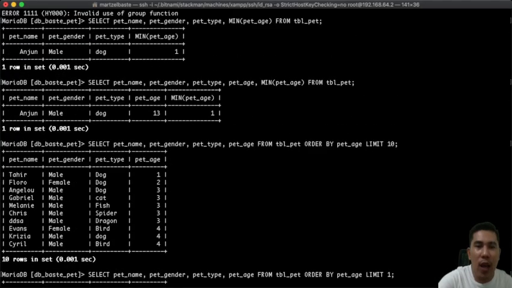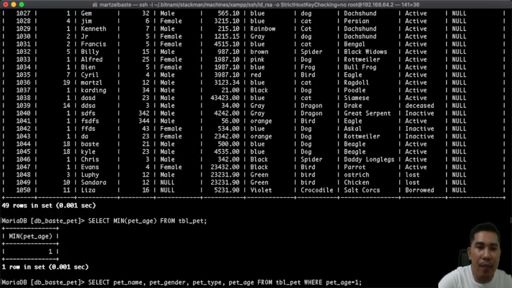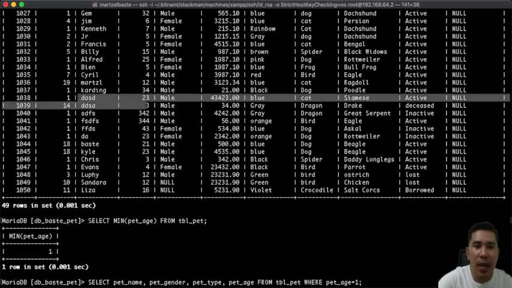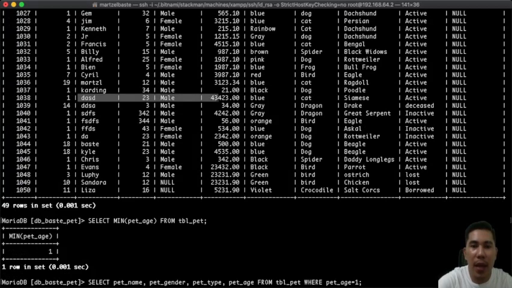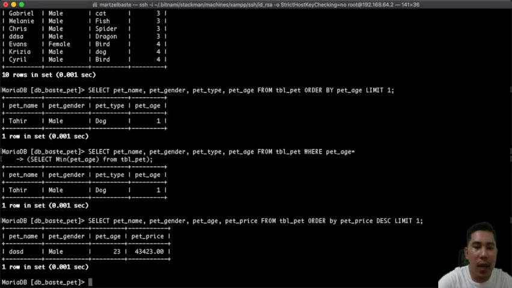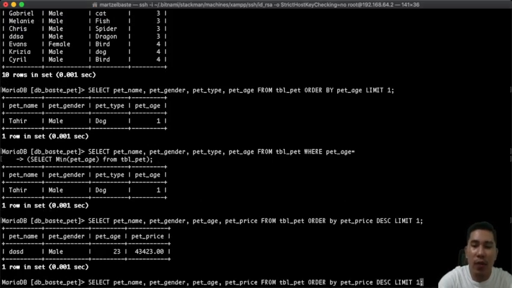So let's look at it for DSDA. So DSDA is actually 23, male, and then we have 43,423. So we have here DSDA, male, 23, 43,423, which is correct. Okay. So, and we are going to convert this to a subquery.